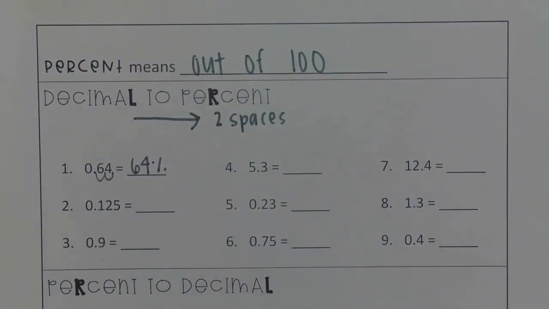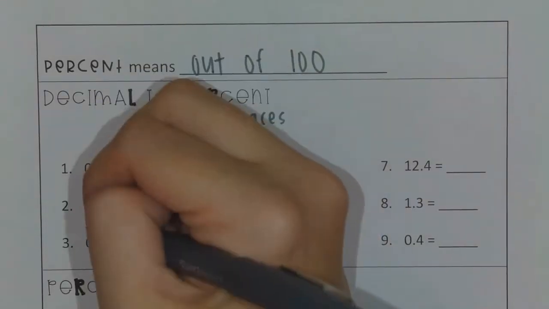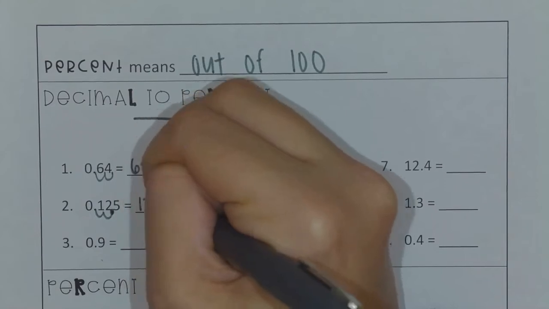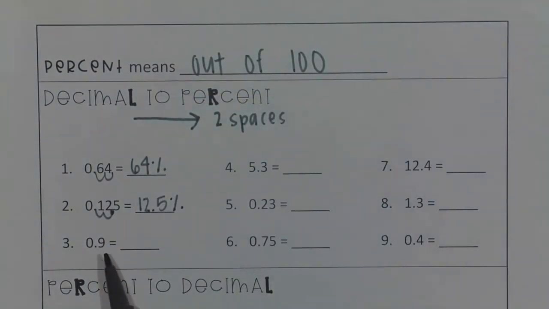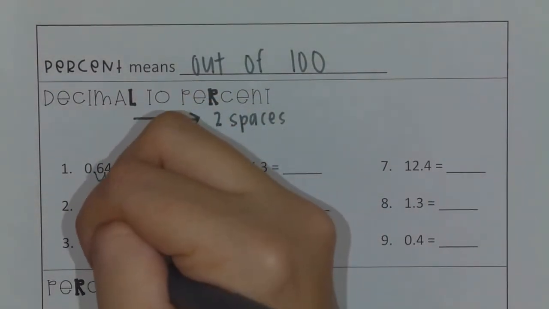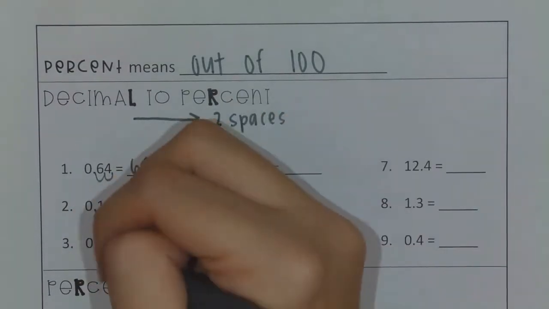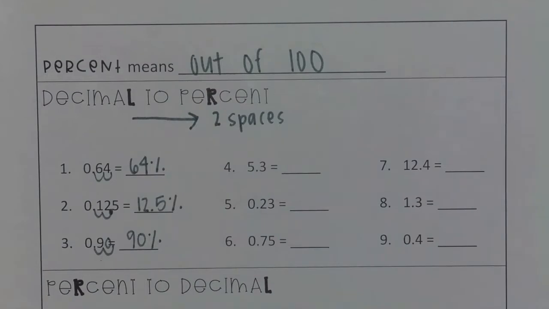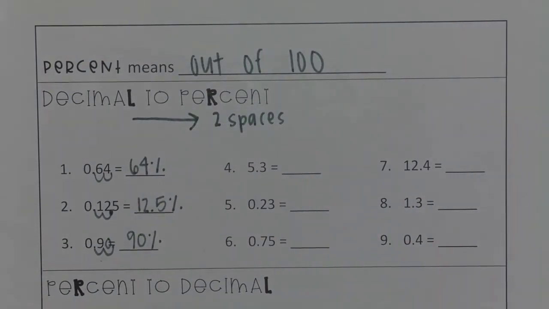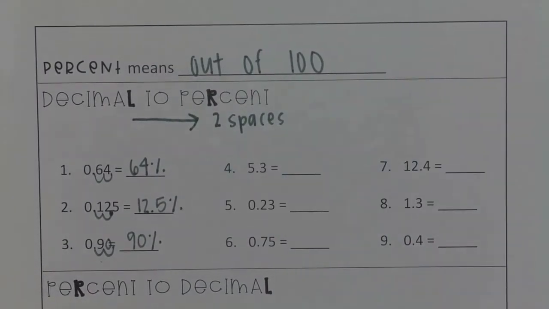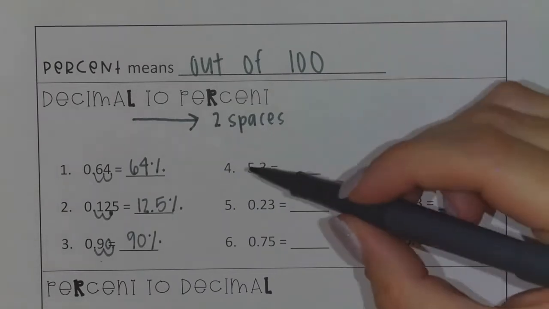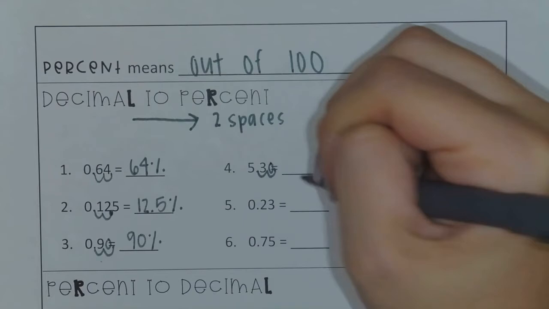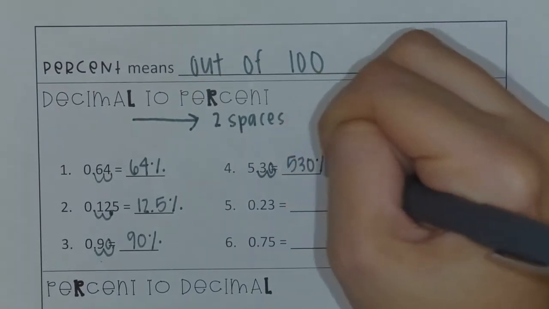I have 125 thousandths. I'm going to take the decimal, move it 2 places to the right. So I get 12.5%. 9/10, take that decimal, move it 2 spaces to the right. I'm going to put a 0 in the blank space, so it becomes 90%. So that's all we're doing: that decimal gets moved 2 spaces to the right. We add a percent sign behind it, and we have converted. So let's keep going. 5 3/10, move it 2 spaces to the right. Add a 0, it becomes 530%.